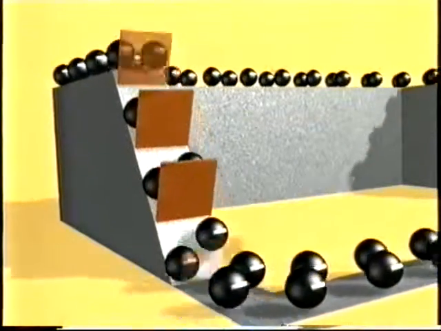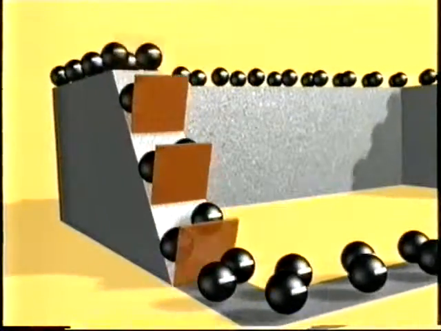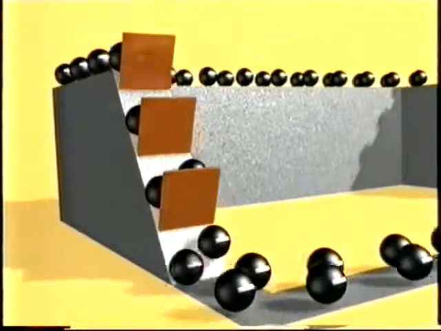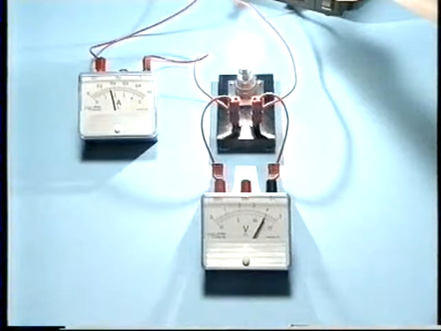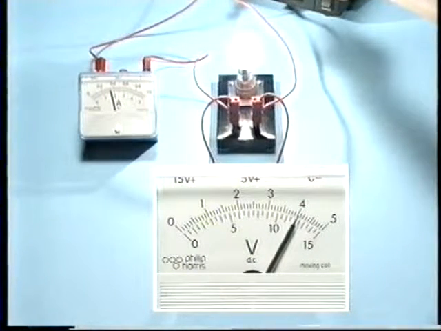Voltage is the amount of potential energy the electrons are carrying. In our model, voltage is represented by the height of the electrons. The voltage between 2 points in a circuit is measured by a voltmeter. Here, reading the lower scale, it's 12 volts across the bulb.